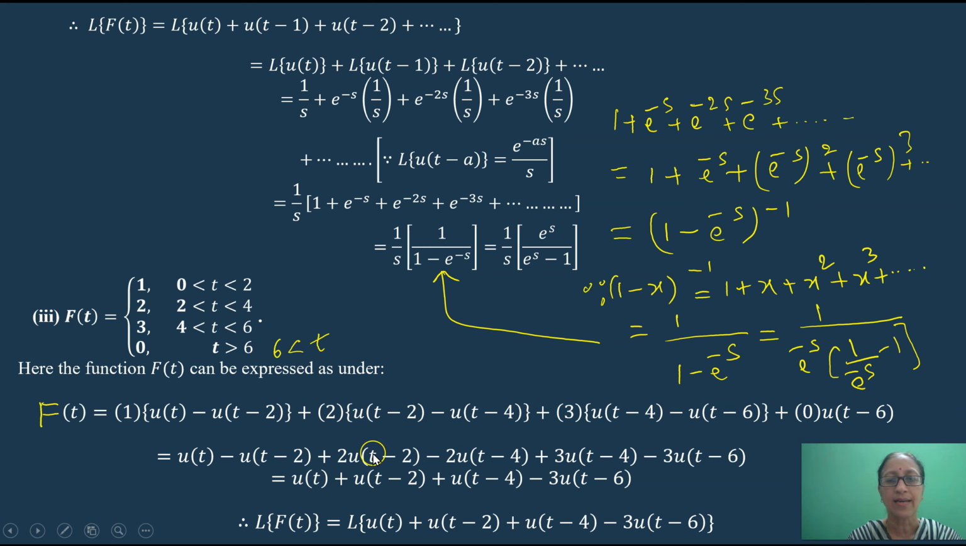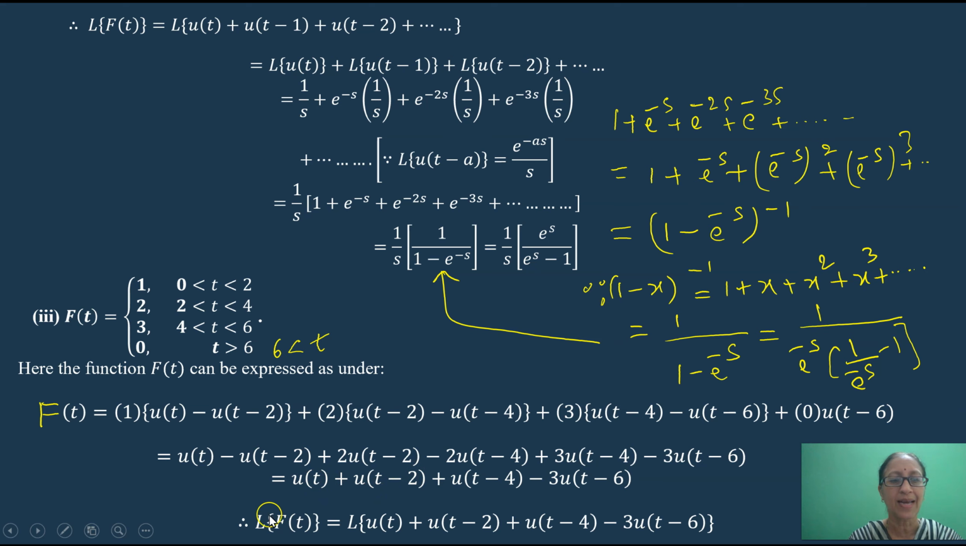Now here there are two terms which are u of t minus 2. Here plus 2 minus 1. That gives u of t minus 2. First term is u of t. Here again you can observe there are two u of t minus 4 terms. So here you get u of t minus 4 because this is plus 3 and minus 2, that's why. And here minus 3 into u of t minus 6. Okay. So similar terms we have added.